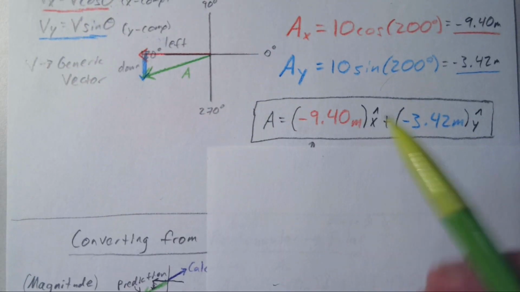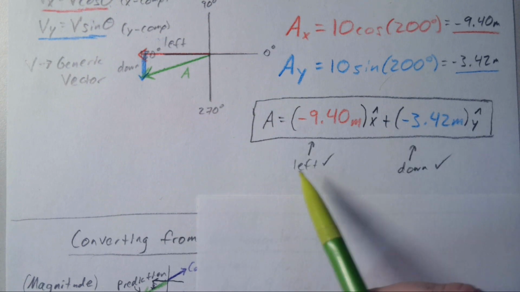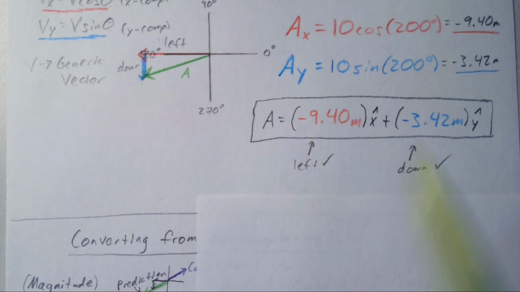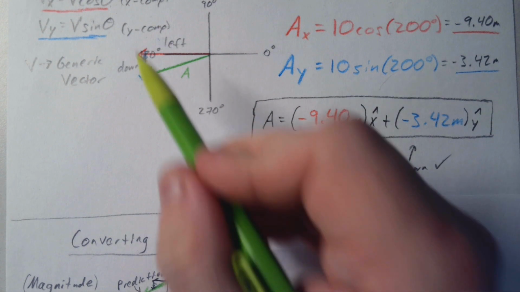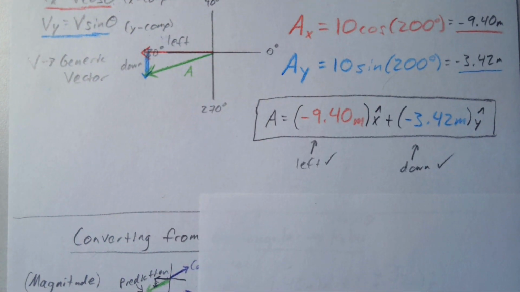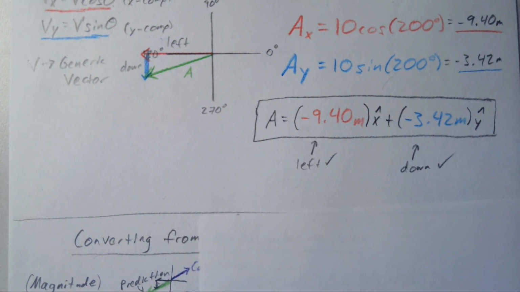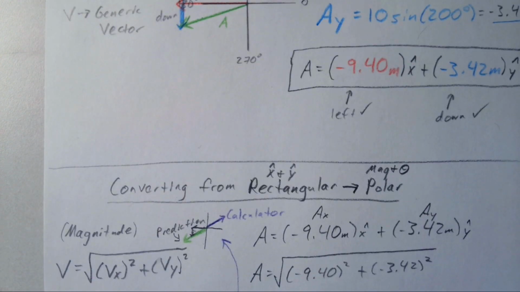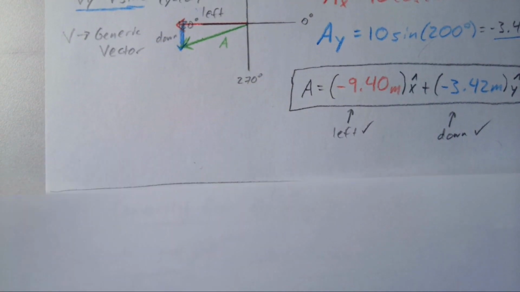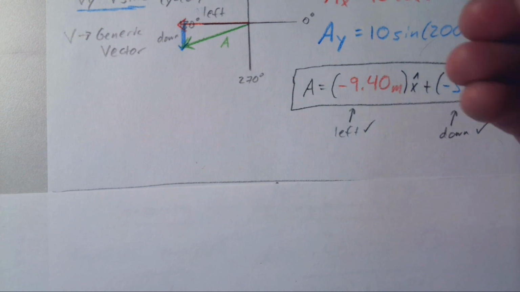It's just basically saying that this needs to be moving left, which makes sense here, so that's good. And this needs to be moving down, which it is here, and that makes sense as well. Okay. The next thing we're looking at is how do we convert back? Now, if we convert this back to polar form, yes, we should get 10 meters at 200 degrees.